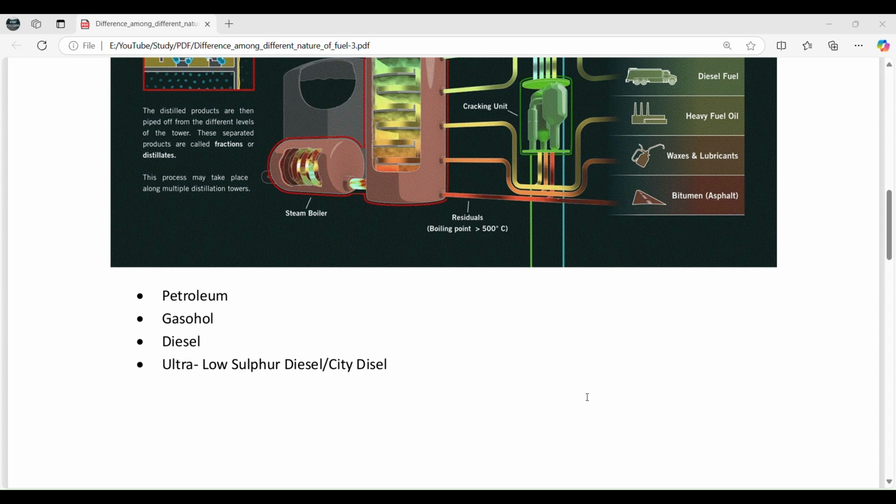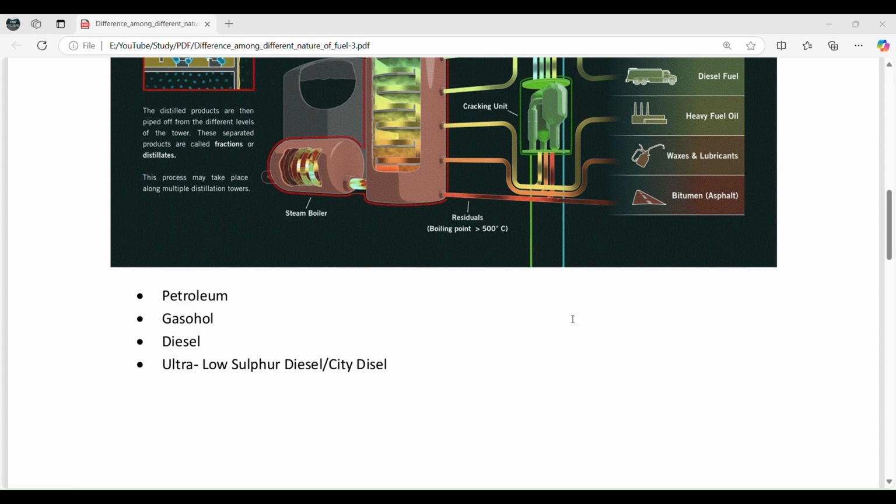Then what are the products and the uses of this? Due to this fractional distillation, based on their boiling points, it produces gasoline, diesel, kerosene and jet fuel. What are the products and the uses? As I said, fuels like gasoline, diesel, jet fuel and heating oil are the primary fuels derived from petroleum and are used in transportation, power generation and heating.